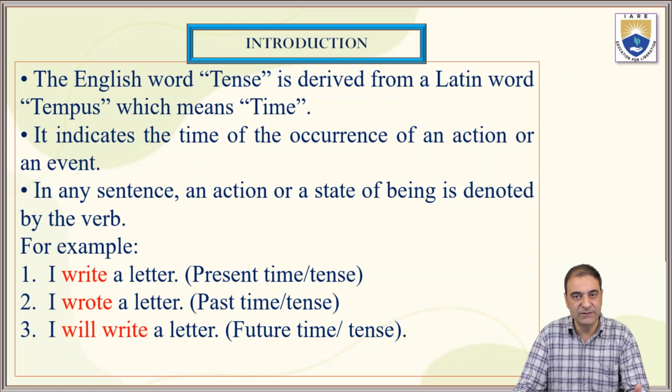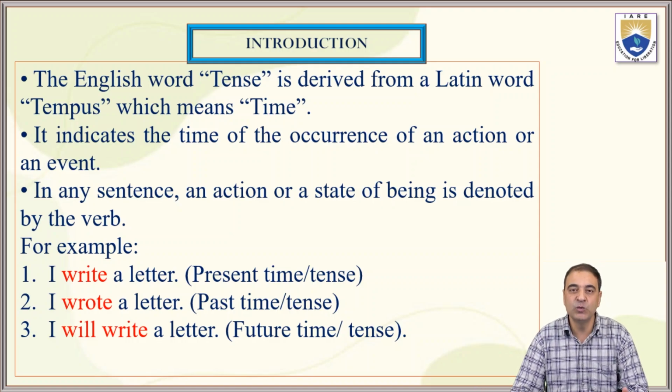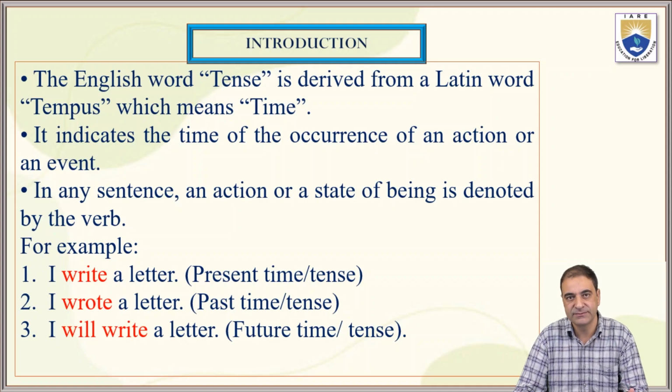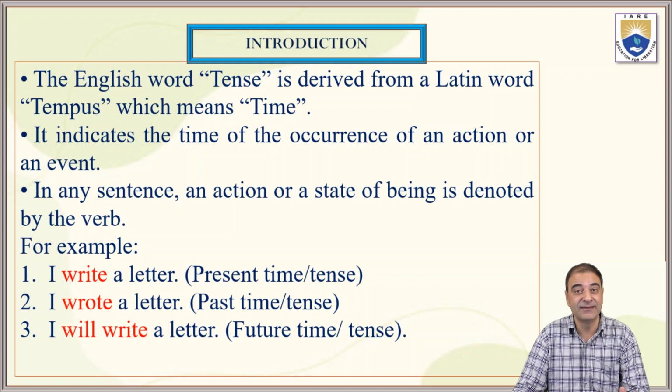The rest, we have 2 other words, subject and object, I and a letter. Both the subject and the object don't show the time of an action. They have nothing to do with the time of an action. In fact, it's the verb that shows the time of an action. That's why we often say that this is the most important word in a sentence. As you know, this word verb is again derived from a Latin word verbum, which means a word. But when we say a word, it means the most important word in a sentence.